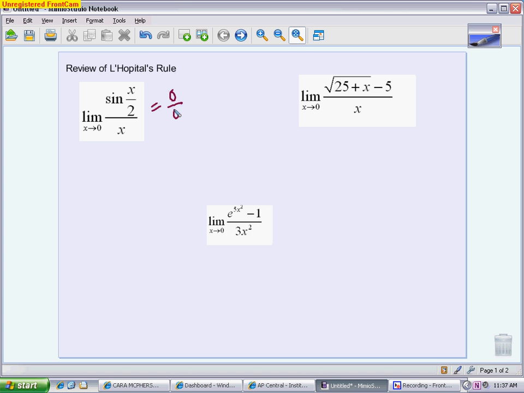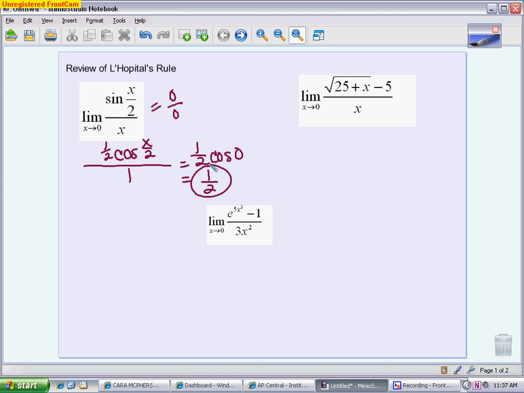Once we've established that we do need to do L'Hopital, we go through and do the derivative of the top and the bottom. The derivative of sine is cosine, so we're going to have cosine of x over 2. And you can't forget about the derivative of the angle, which is just 1 over 2. On the bottom, the derivative of x is just 1, so we don't even have to write it. Now we try a direct substitution. When I put 0 in, I get 1/2 times the cosine of 0. The cosine of 0 is 1, so my final answer is 1/2.